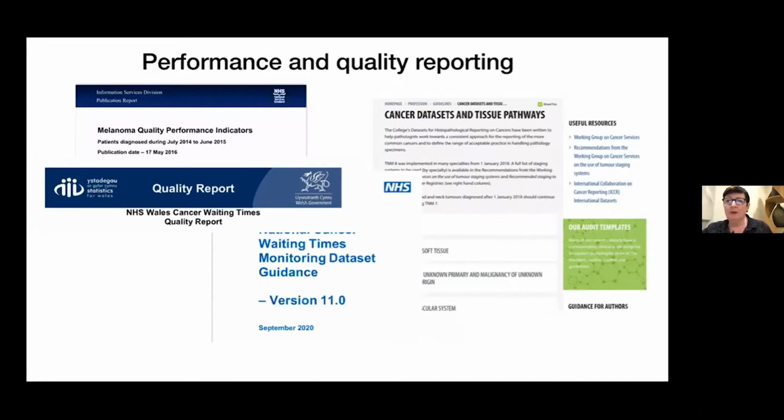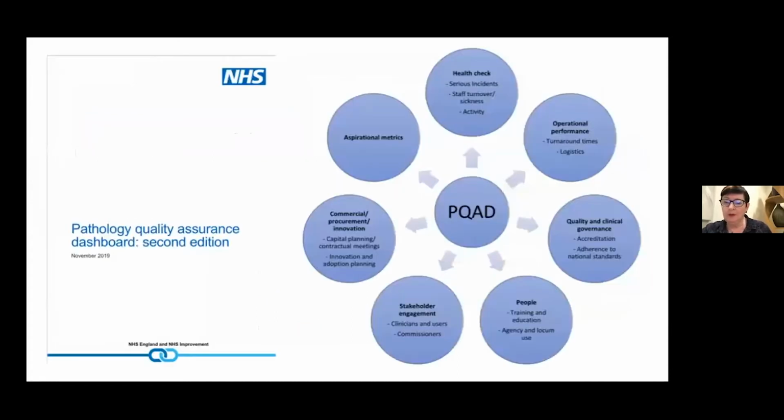These are all examples. I'm going to pull up one particular example which is relevant to pathology. Now, this is an NHSE one, but similar principles are also used in the US, in Australia, and in certain parts of Europe. And these are the pathology quality assurance dashboard indicators. So when you look at the performance, how is a department doing? It's not just, are we getting it right? It's also, how are we doing? Are we doing it in a timely fashion?